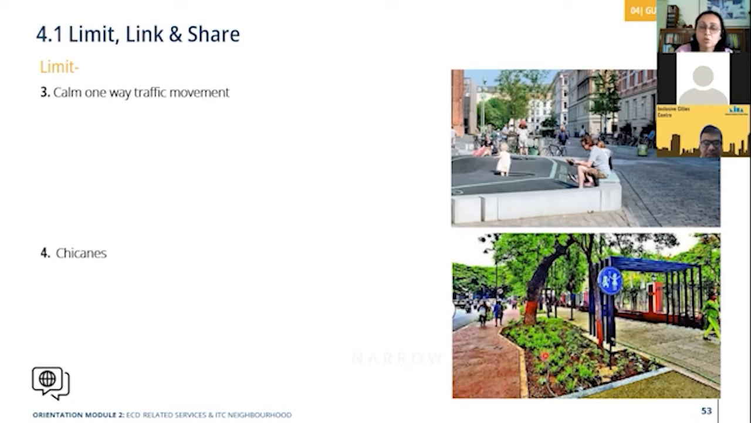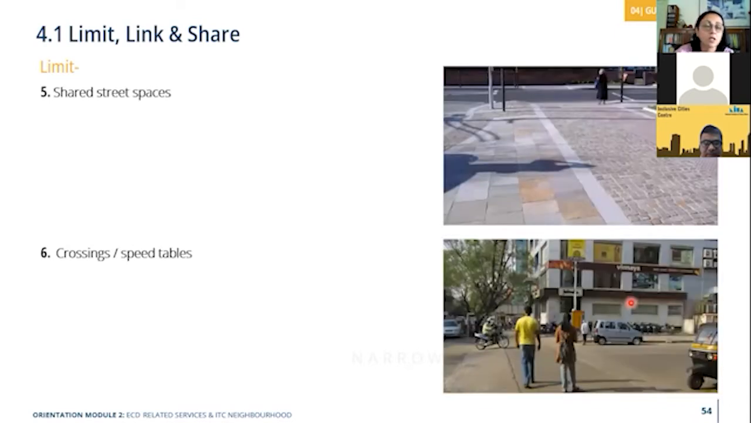Chicanes are also used to have a variety of experience, and it can include areas where you can have small experiences for the very young children. So chicanes are these obstructions that can be created in a right of way to have such kind of pocket activities. The last aspect of limiting is also to share some of the street space.